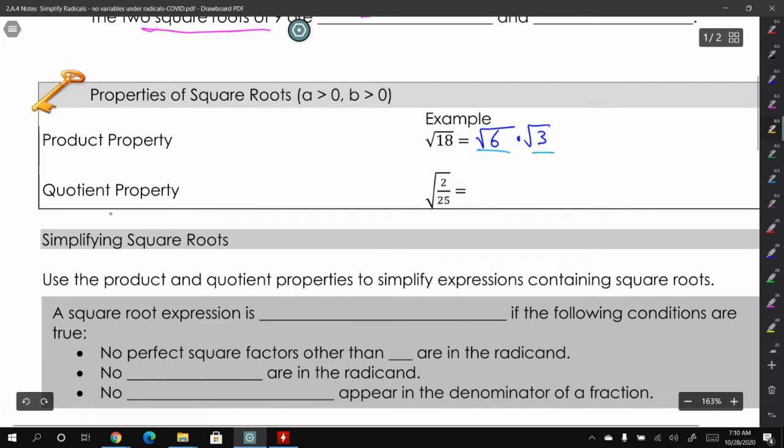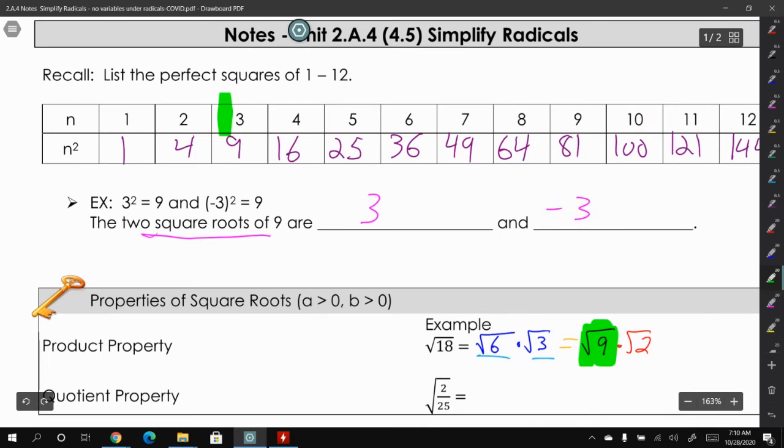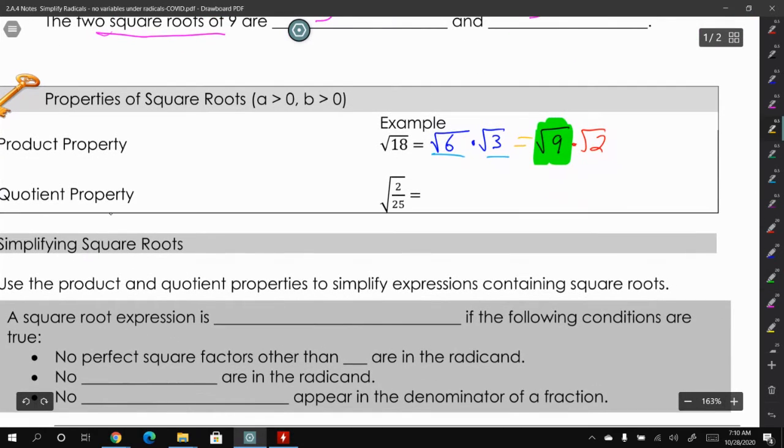So instead, what we should do is break it up into the square root of 9 times the square root of 2, because the square root of 9 is 3. We have that up here. And we can simplify that. So then this would equal 3 times the square root of 2, because we can take the square root of 9, but we can't take the square root of 2 and get a whole number.